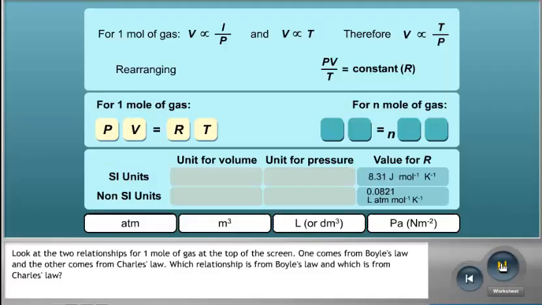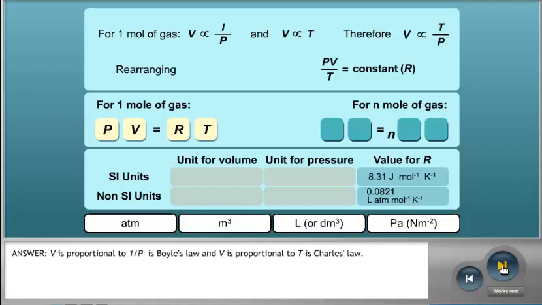Look at the two relationships for 1 mole of gas at the top of the screen. One comes from Boyle's law and the other comes from Charles' law. Which relationship is from Boyle's law and which is from Charles' law? Answer: V is proportional to 1 over P is Boyle's law and V is proportional to T is Charles' law.